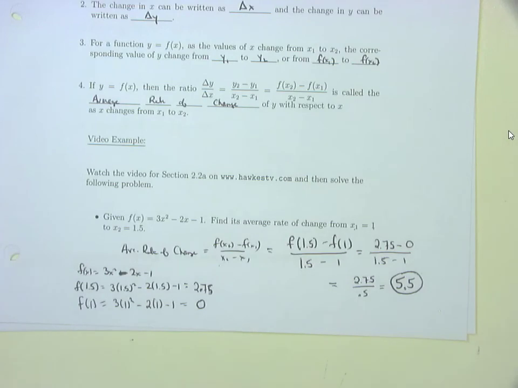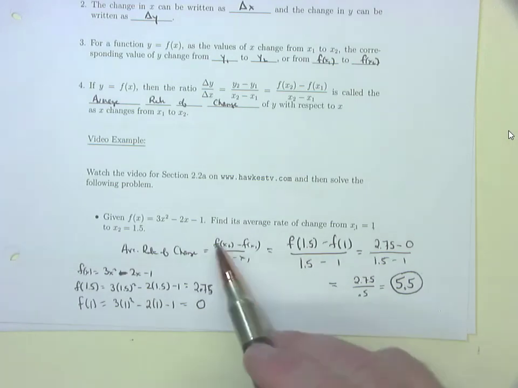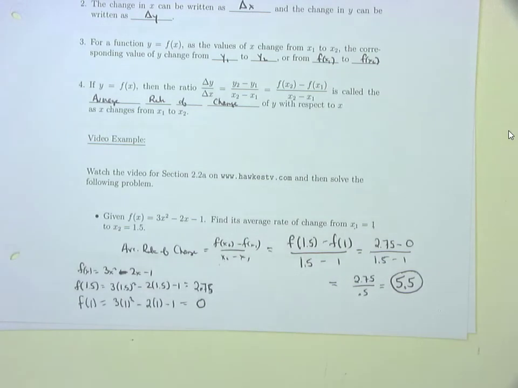Bacteria per hour. This can also be distance, change in distance over change in time. This would create some kind of a velocity type situation. Feet per second, miles per hour, kilometers per hour, meters per second, something like that.